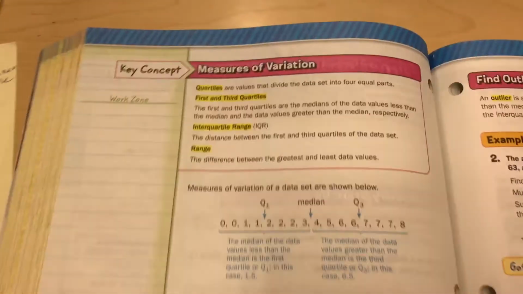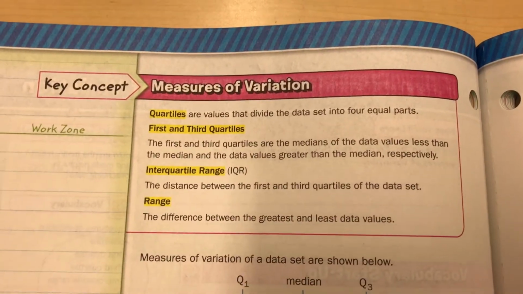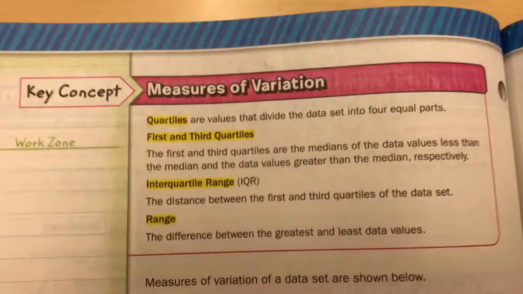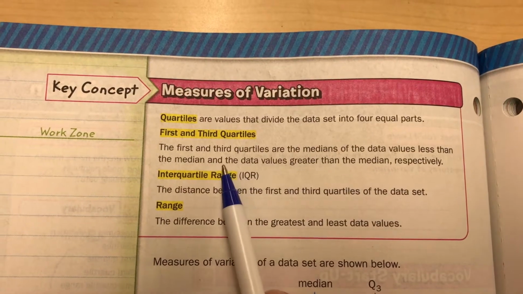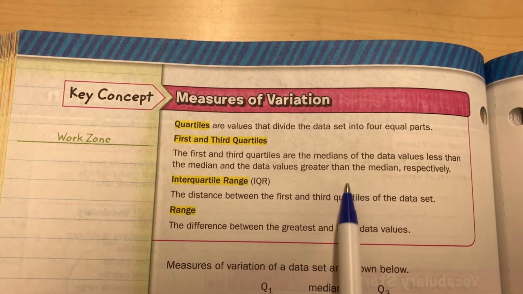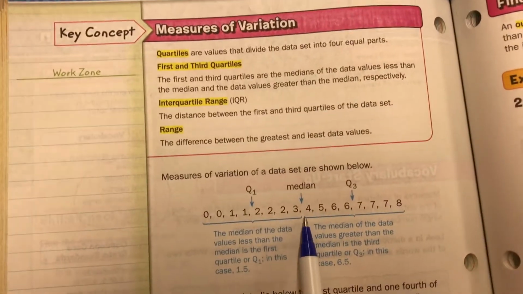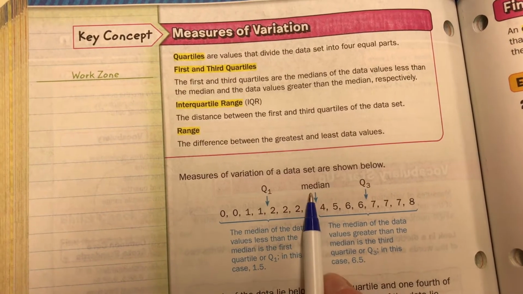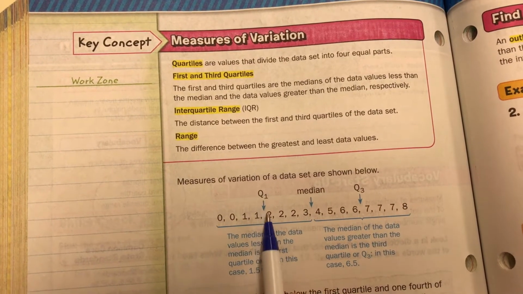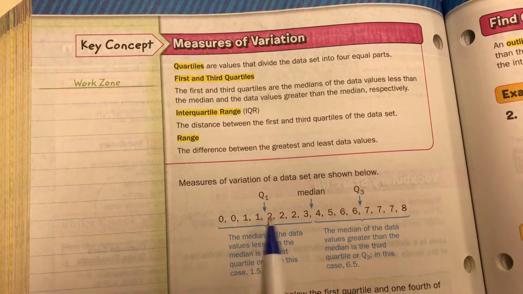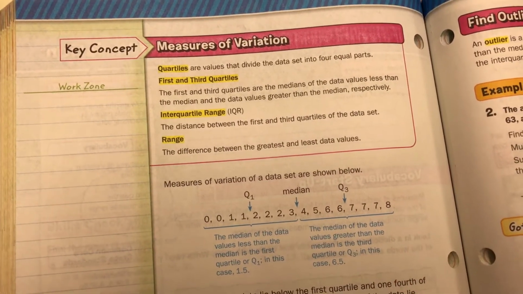Let's get started. Reviewing the measures of variation. Quartiles are values that divide the data set into 4 equal parts. The first and third quartiles are the medians of the data values less than the median and the data values greater than the median, respectively. It shows down here in this number line. If you have all of your data here, the median splits it in half, and then half of this lower half is Q1, quartile 1, and then half of this upper part of the data is quartile 3.